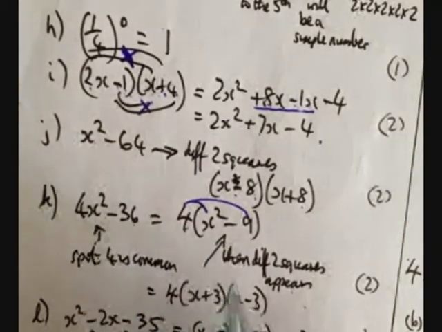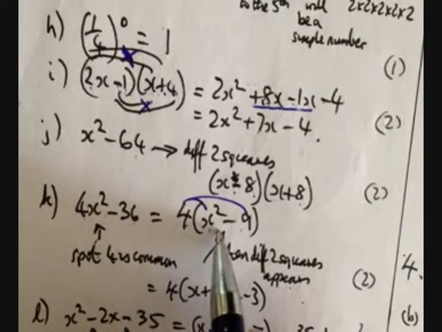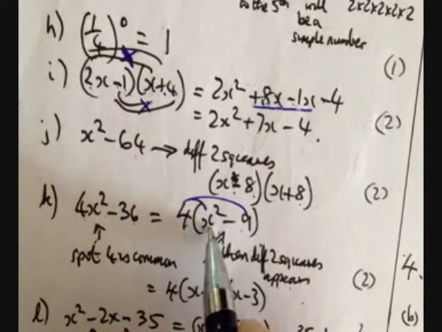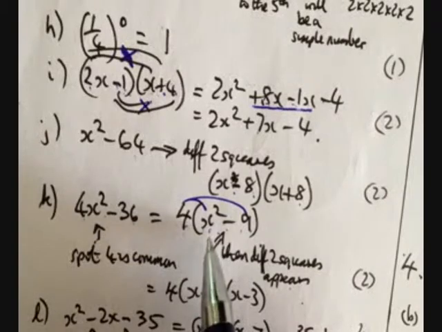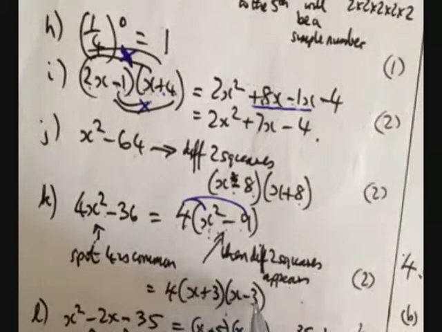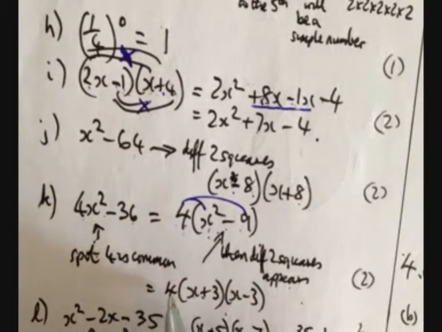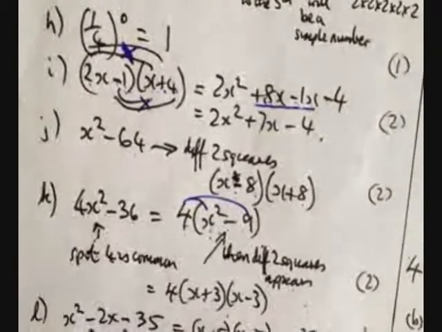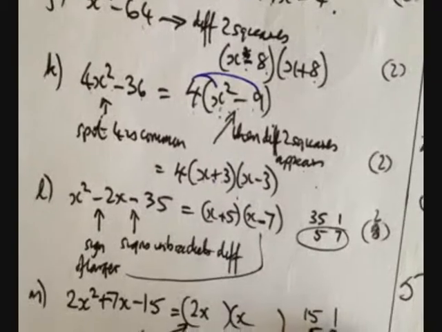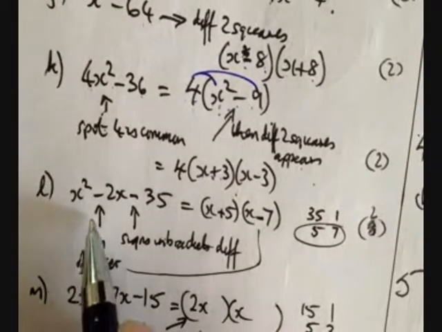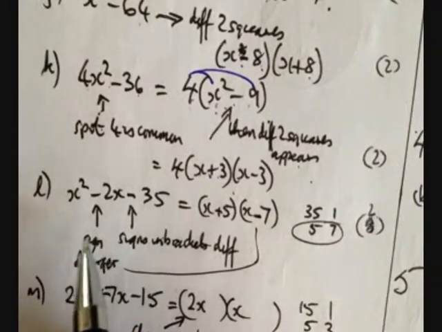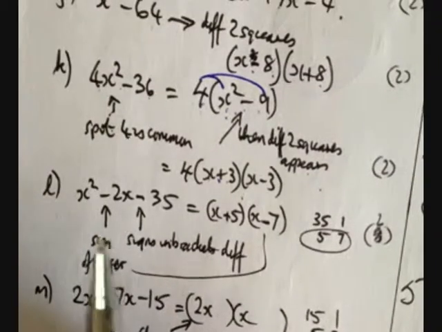Okay, the 4 is common. Then, this is like this one was. Okay, x squared minus 9, so it's difference of two squares, x plus 3, x minus 3. So the 4 stays outside, x plus 3, x minus 3. Then a straightforward factorise. Lots goes on here, but hopefully you are getting aware of this now.